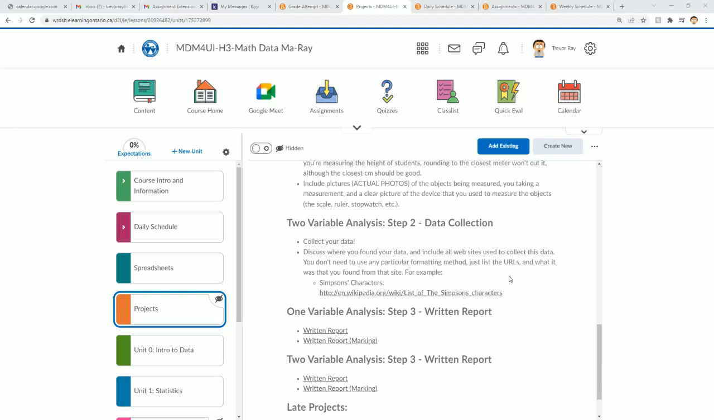So an example I gave here was if you're doing something with Simpsons characters, here's an actual link that takes you exactly to the Wikipedia page with Simpsons characters and all the details on it. So whatever it is you're doing, I want to be able to click that button and go exactly to the data that you're using in your project.